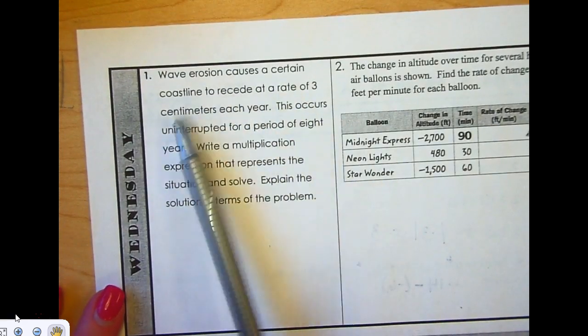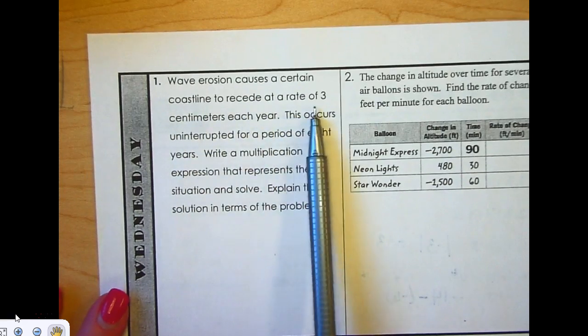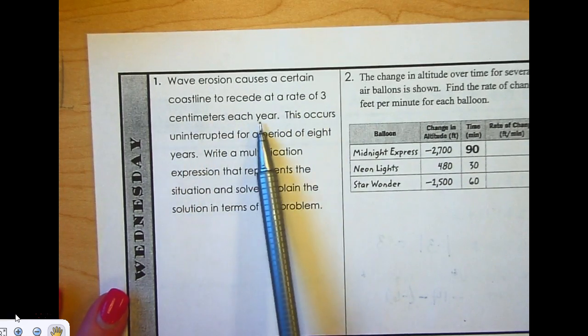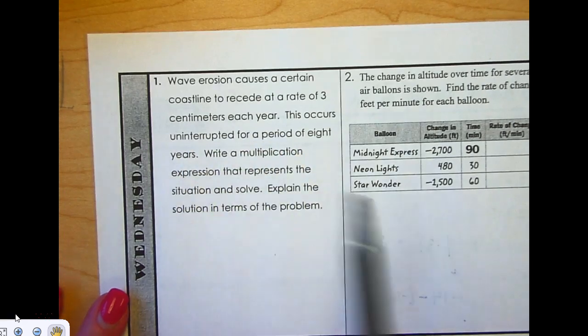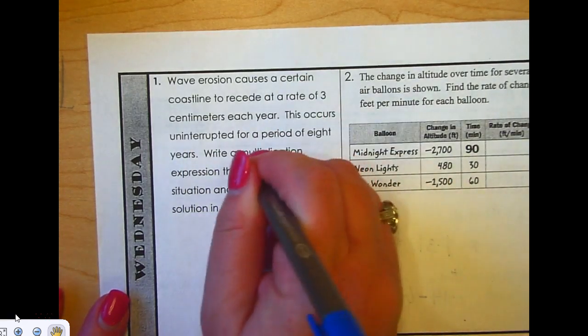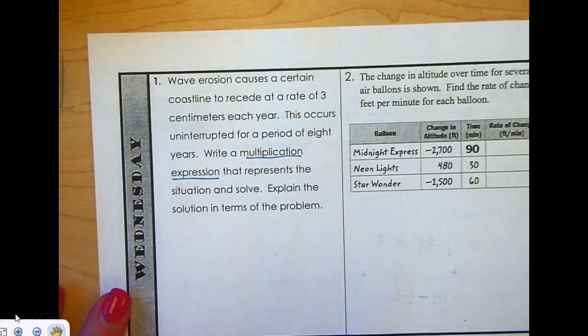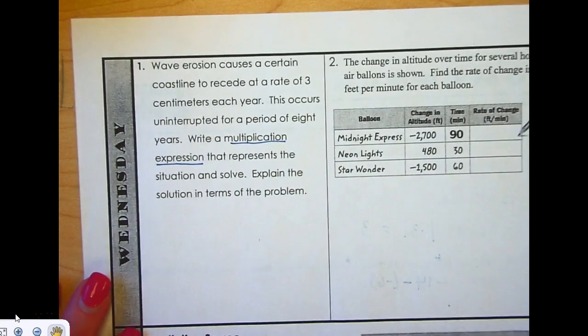Wave erosion causes a certain coastline to recede at a rate of 3 centimeters each year. This occurs uninterrupted for a period of 8 years. Write a multiplication expression that represents the situation and solve. Explain the solution in terms of the problem.